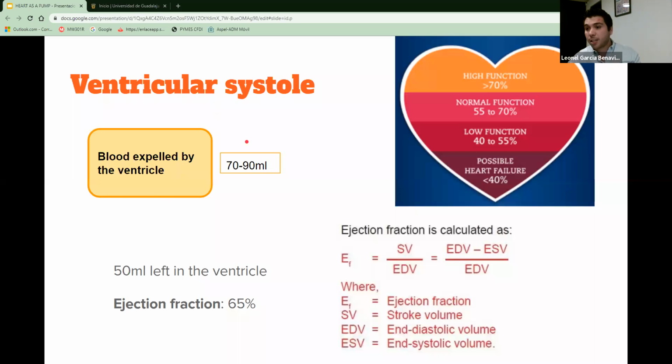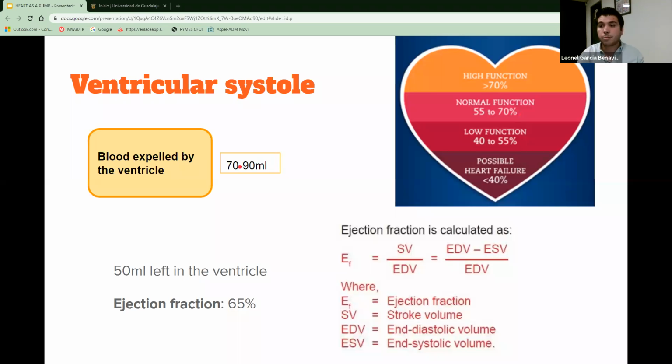As we can see here, the ventricle, as we saw before, gets to 130 milliliters of blood. However, it just pushed 70 to 90. Why doesn't it push the 130? Because we have some blood left in the ventricle. All of it cannot be pushed through. Sometimes more than 70 can pass through if the contraction is really strong. Sometimes even just 20 milliliters of blood can be left in the ventricle.